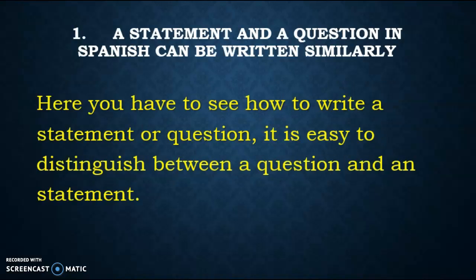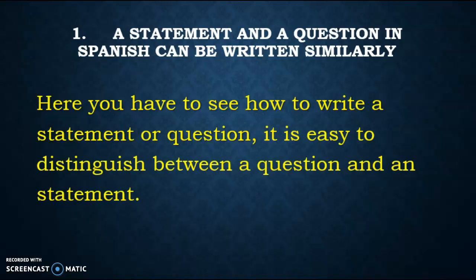A statement and a question in Spanish can be written similarly. Here you have to see how to write a statement or question. It is easy to distinguish between a question and a statement. The verb in an English question comes first. If it is a statement, the subject takes a place before the verb.